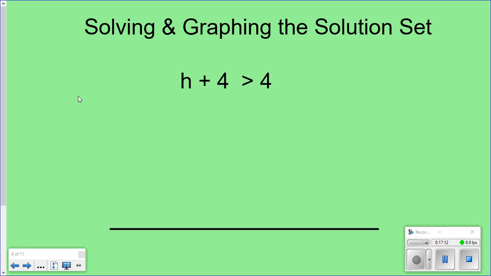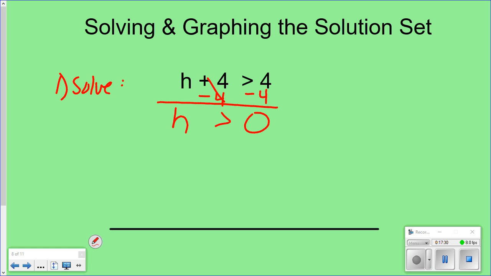First of all, when you're given an inequality, you have to solve it. So if I have this up here, the first thing I'm going to do is solve. It says h plus 4 is greater than 4. First I'm going to subtract 4 from both sides, and I get an answer: h is greater than 0. So the first thing I have to do is solve it to get an answer.